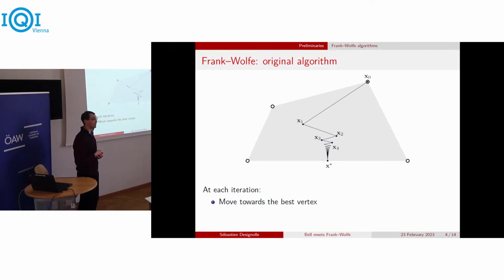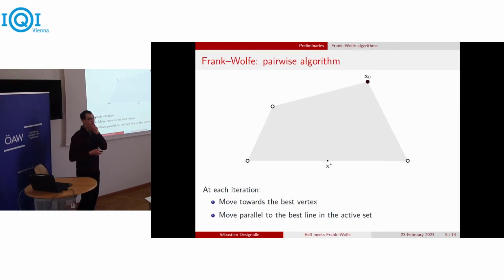This behavior here that you can see, this zigzagging, is what makes this original algorithm a bit limited, let's say. And this is mostly this behavior that we want to avoid in order to get better. And the way to do that is to store the vertices you're using to decompose your current iterate, and to use this storage information in a good way.